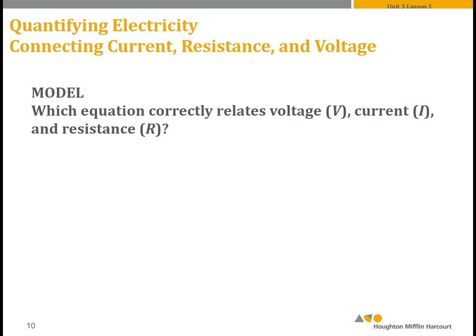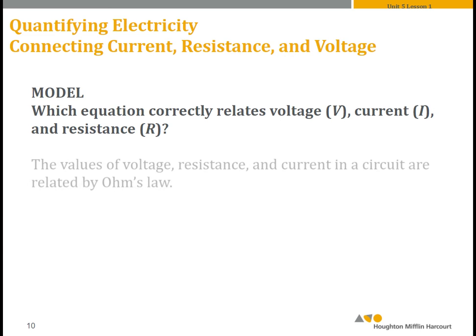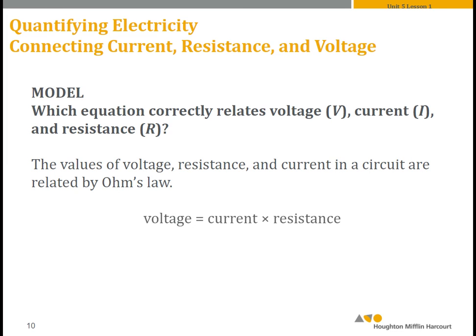So we can create a mathematical relationship. We already established that voltage and current are directly related to each other. And since we know that resistance is something that resists current, we can infer that resistance is in some way inversely related to current. We have an equation that describes the relationship between voltage, resistance, and current. It's called Ohm's law, and it's stated as voltage equals current times resistance.